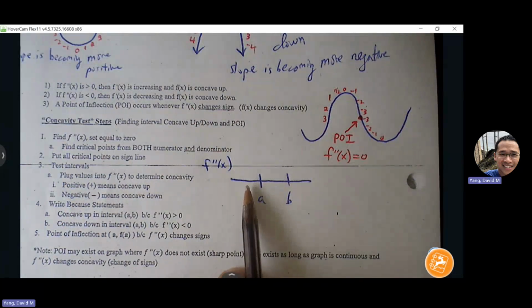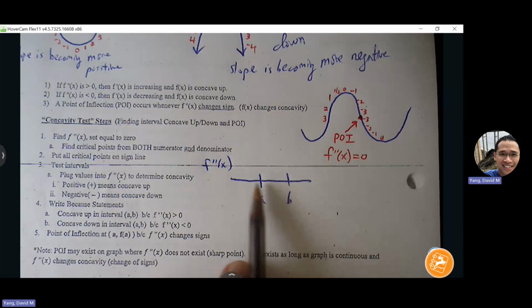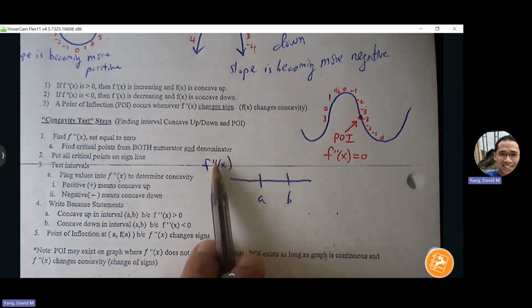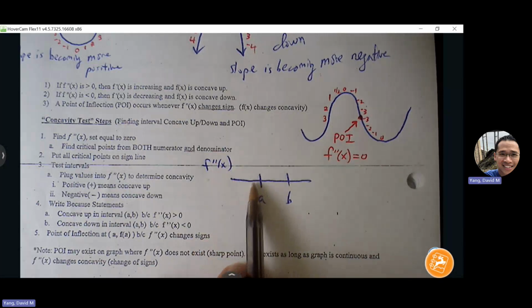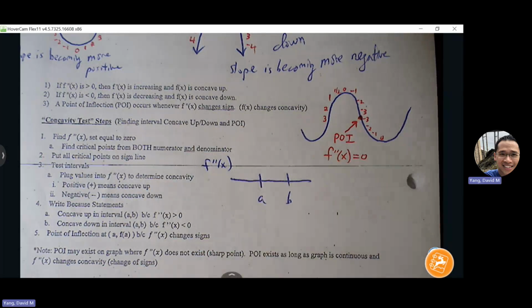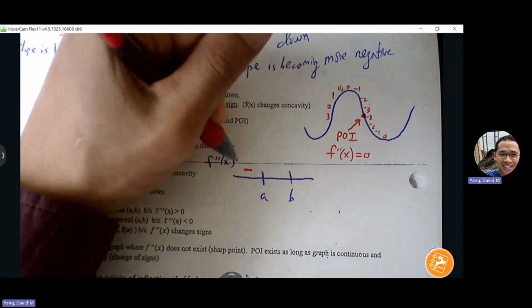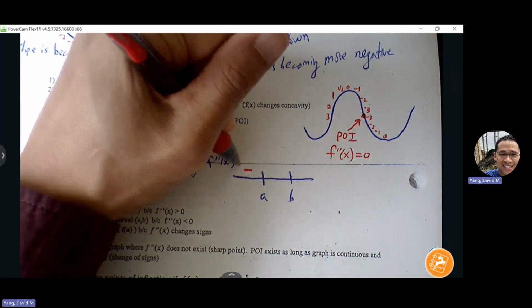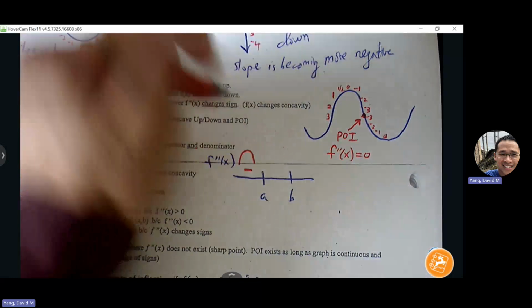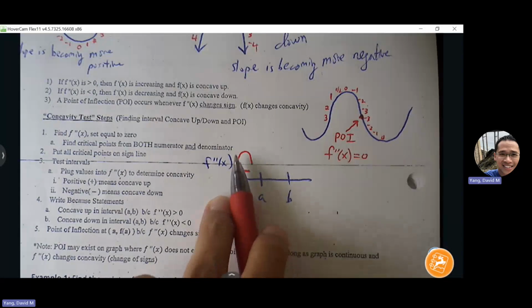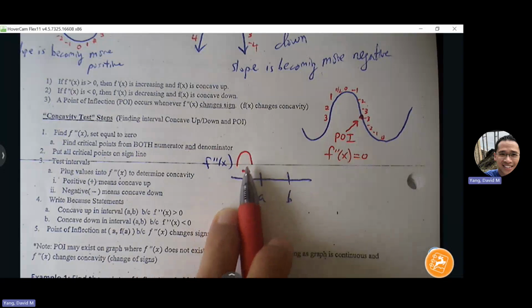And just like before, we would test numbers in each subinterval, put them into the second derivative because we're trying to gather information about concavity. And let's say I got a negative number. If I got a negative number, then I know the graph is concave down. Now, the shape that I want to use is this concave down shape as a reminder of how the graph is going to be shaped in that interval.